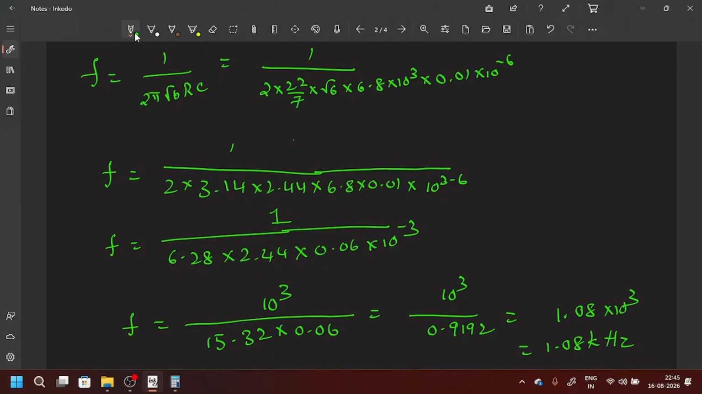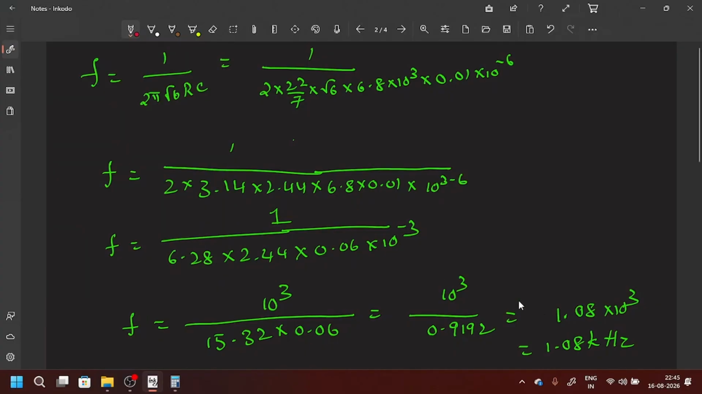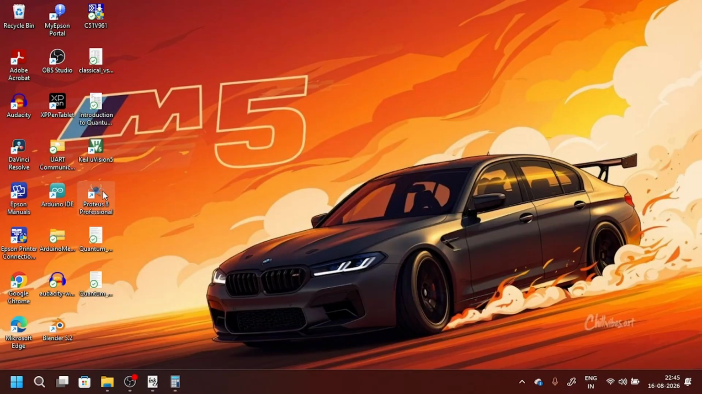Now keep this frequency in mind, because when we do the practical calculations using the oscilloscope, we should get a value that is near to 1.08 kilohertz. Okay, so yes, now I'm going to open Proteus.